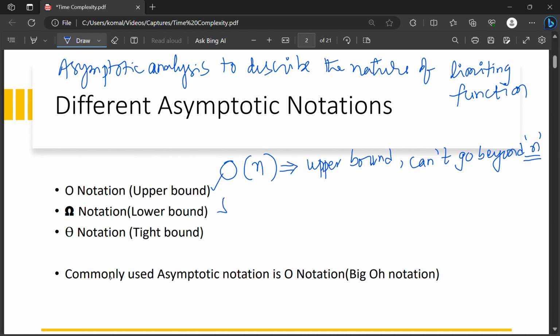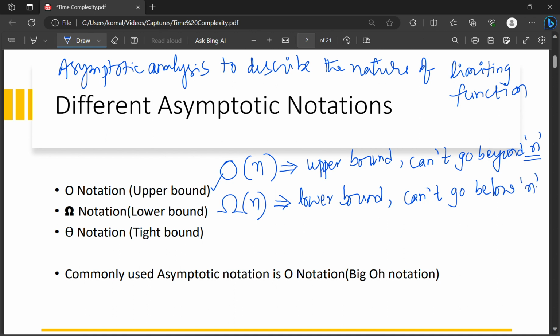Then another notation is big omega notation. If I mention the time complexity of one algorithm is big omega of n, it is called lower bound. The meaning of this is the algorithm cannot take the time complexity below n. This is the meaning of big omega of n.